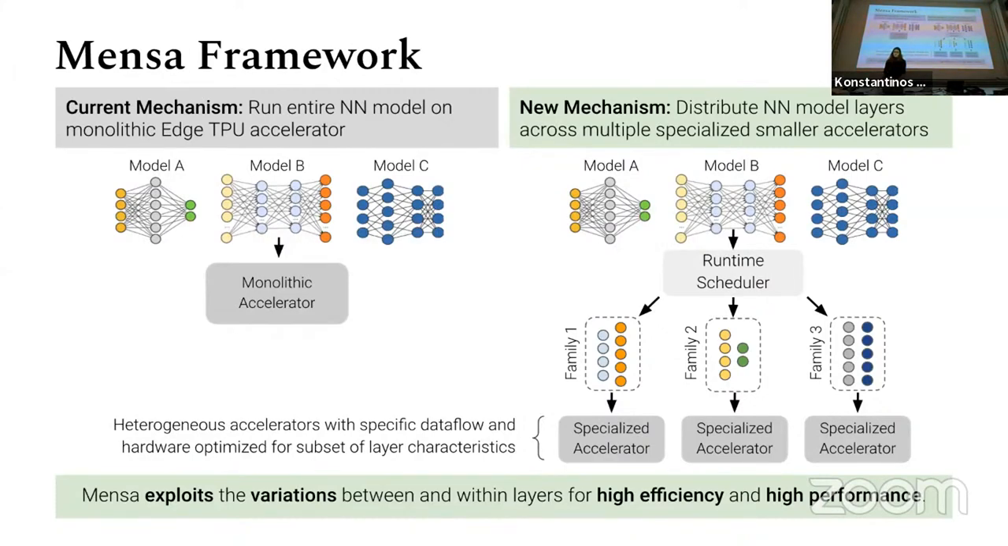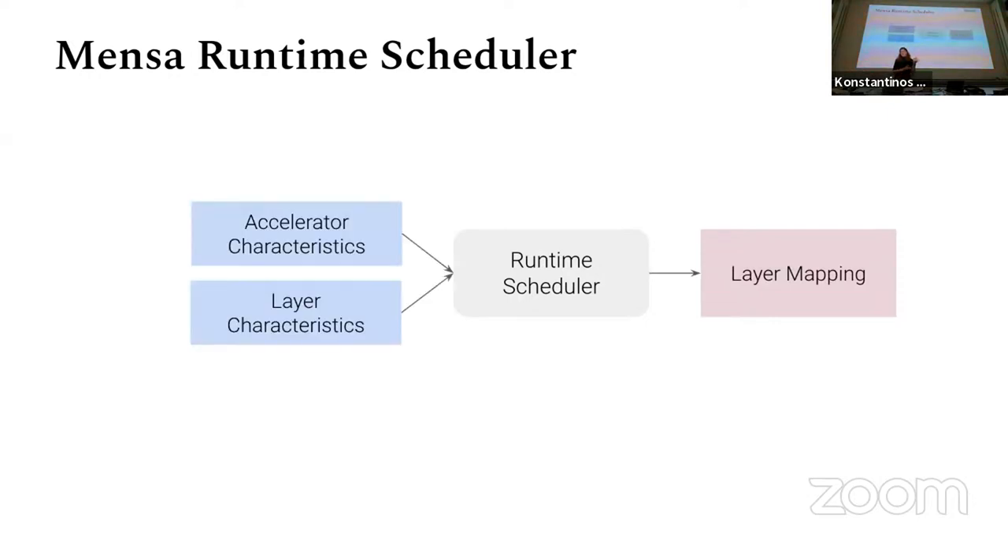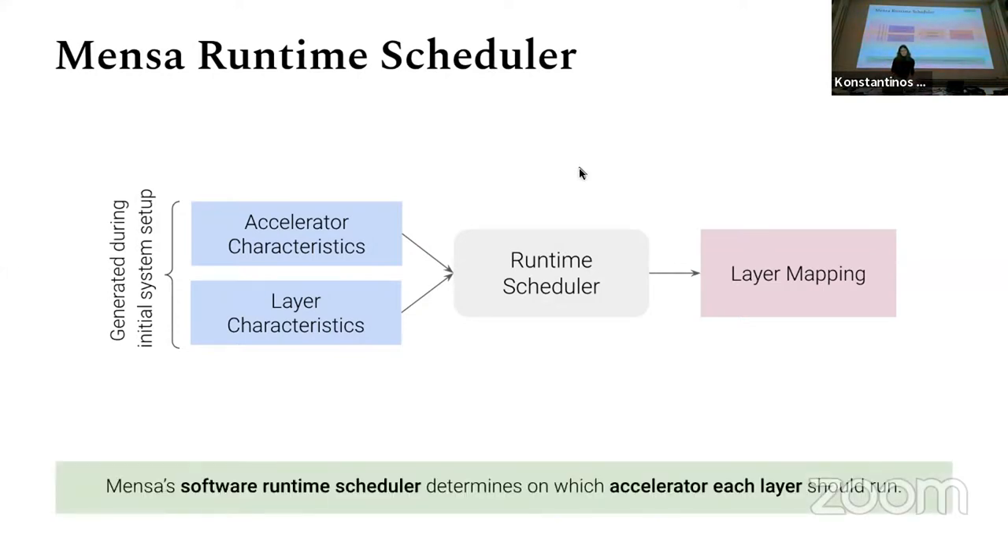Not only that, but it can also leverage these variations within as well as across the models to actually achieve very high performance and very high efficiency. Just very quickly, but I won't have time to go in depth in this, the Mensa runtime scheduler creates these layer mappings, from a layer to which accelerator it should be executed on. And it does so taking into account the accelerator characteristics, as well as different layer characteristics, including intra-layer dependencies. These are usually generated during this initial setup of the system and are maintained within a hardware driver. So this is used to decide for each layer on which accelerator it should be executed.